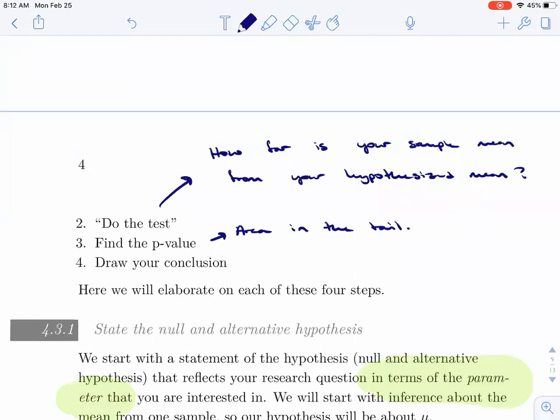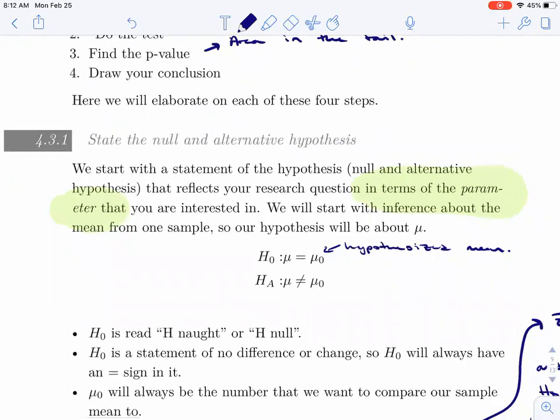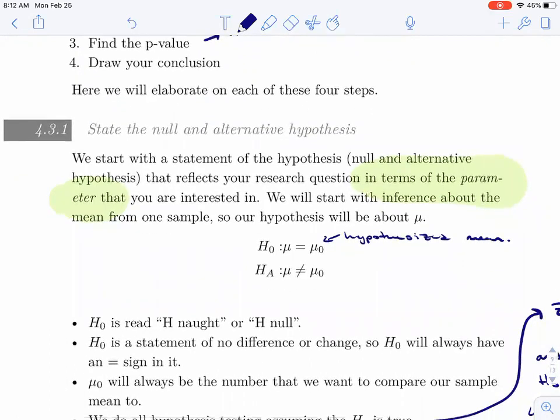Any questions? Okay. So we started talking about the nitty-gritty of stating the null and the alternative hypothesis, but let's just get into that here.